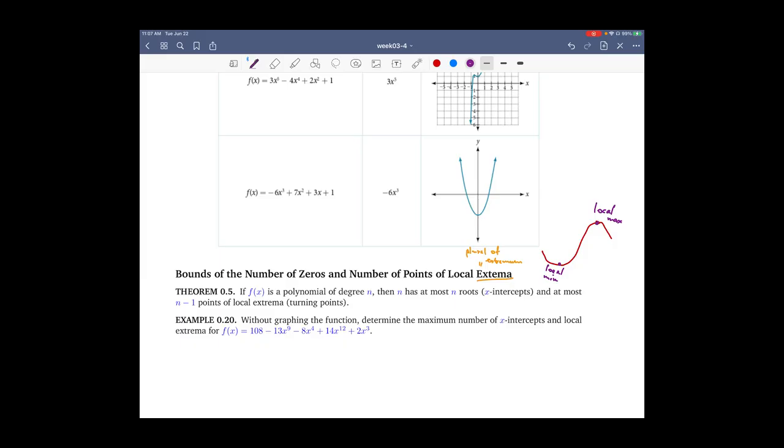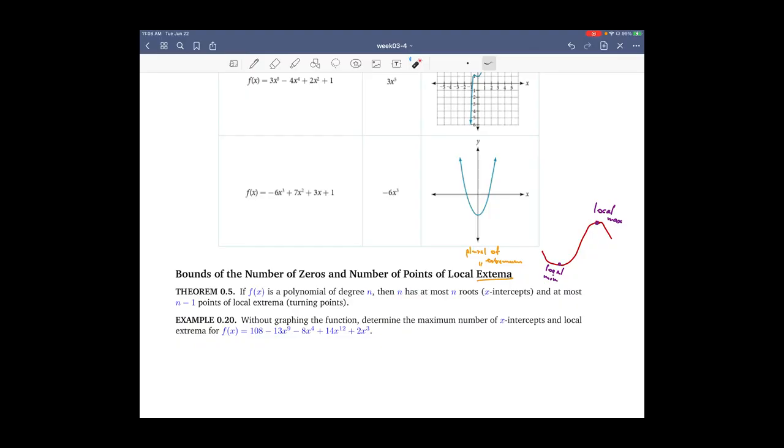So the question is, how many zeros can a polynomial of degree n have? And how many local minima and maxima can a polynomial have? Well, the theorem is this. A polynomial of degree n can have at most n roots and at most n minus 1 points of local extrema. Note immediately that the theorem doesn't say that a polynomial of degree n must have n roots.